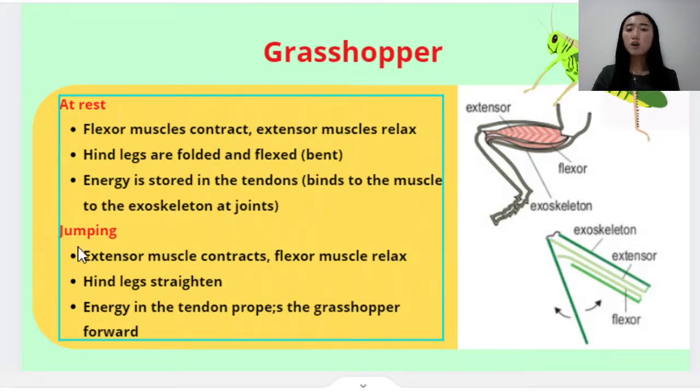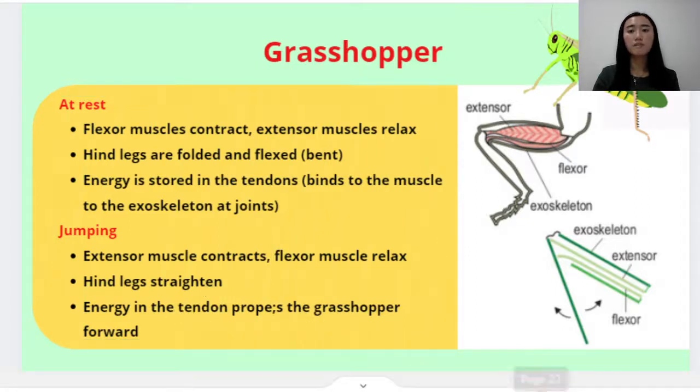And when the grasshopper is jumping, the extensor muscles will contract and the flexor muscles will relax. The hind legs of the grasshopper are now straightened, and the energy in the tendon will propel the grasshopper forward.